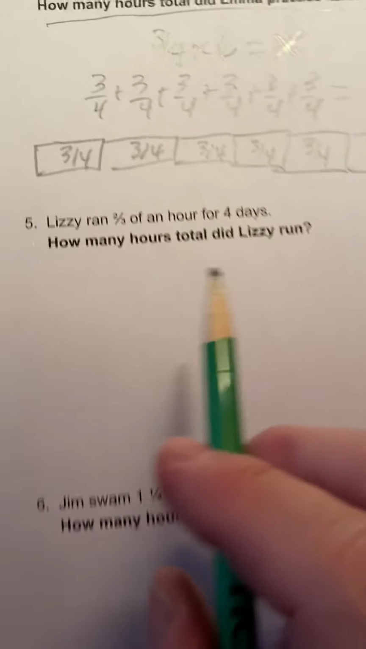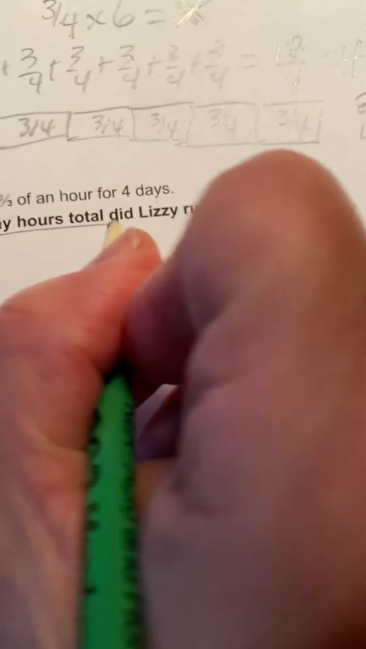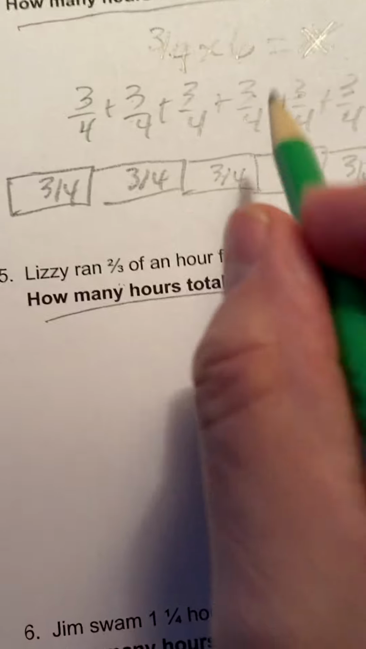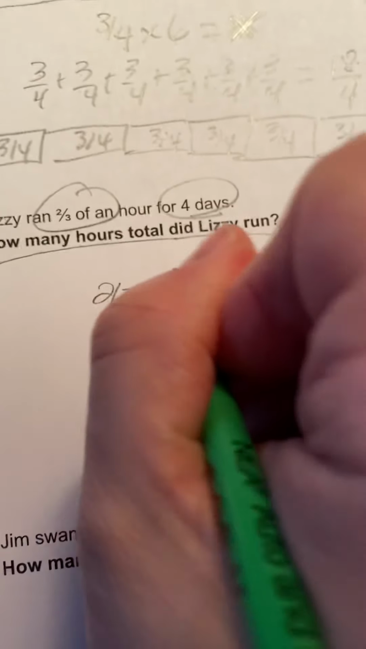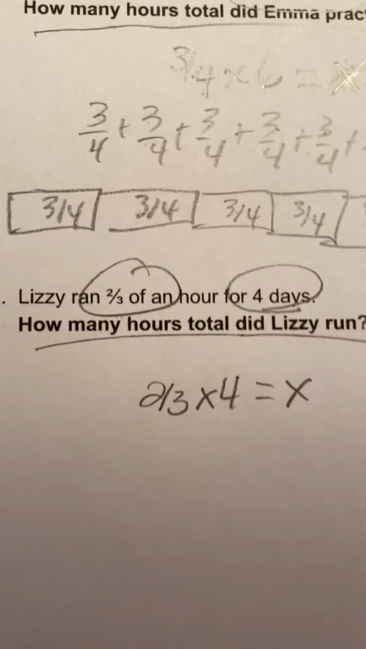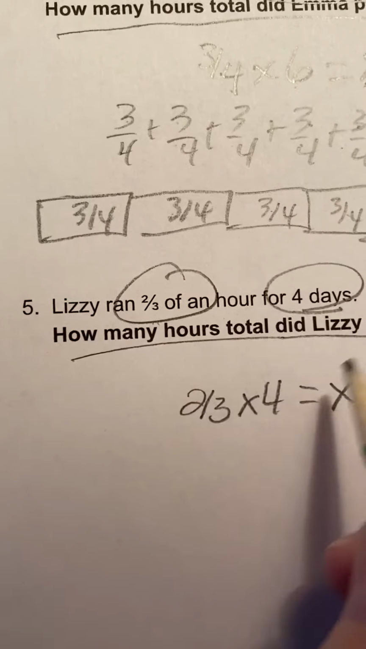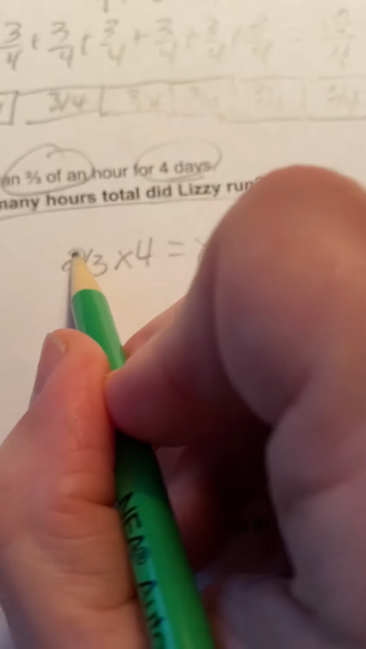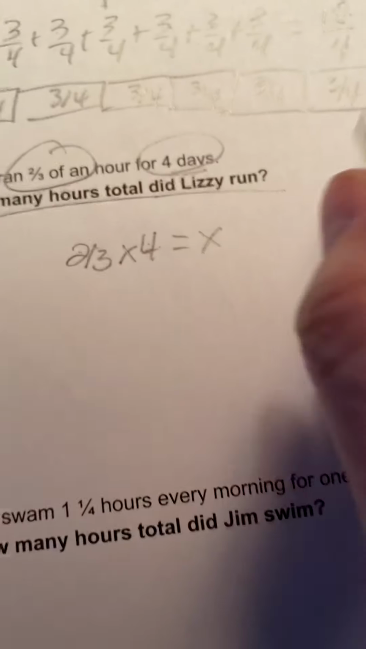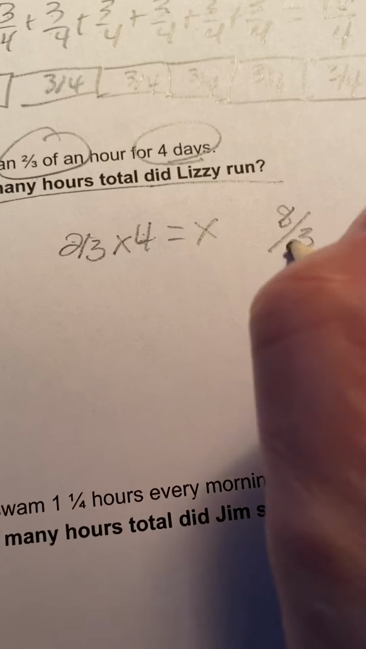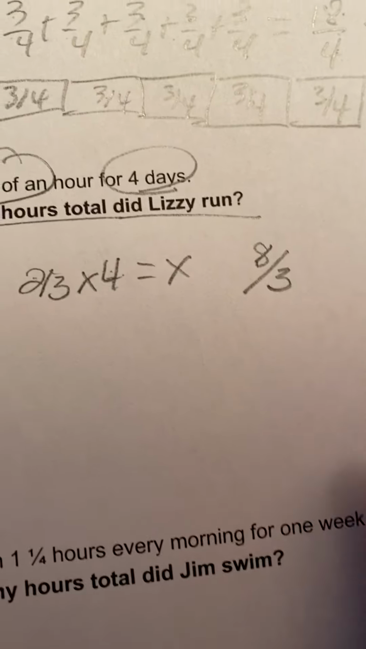Okay, next question. Lizzie ran 2/3 of an hour for 4 days. How many total hours did Lizzie run? Well, here's our information: 2/3 of an hour, 4 days. So guess what our equation is? 2/3 times 4 equals x. Now, we can do it the easy way. And what we learned yesterday is that we take the numerator times the whole number. So 4 times 2 equals 8. The denominator stays the same, so it's 8/3.